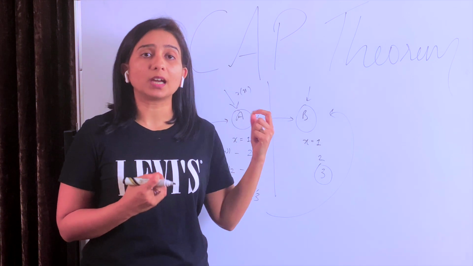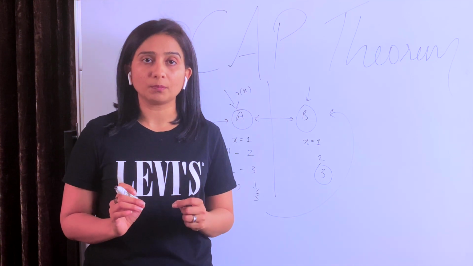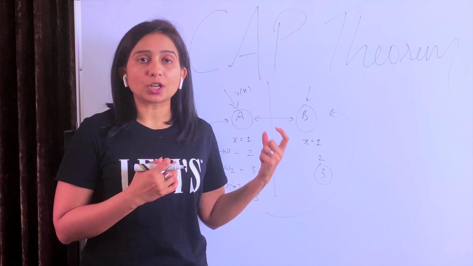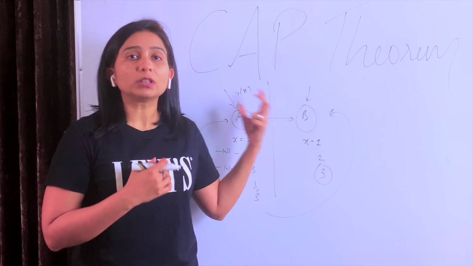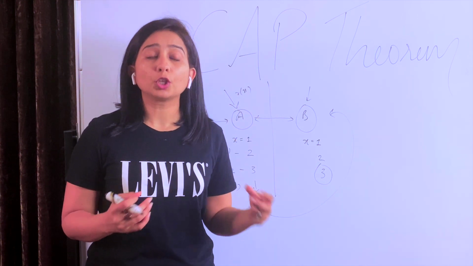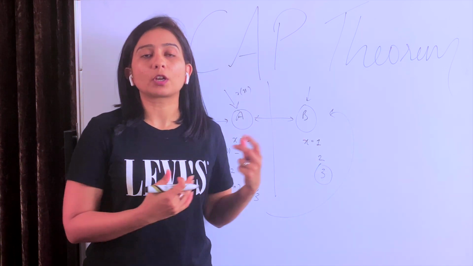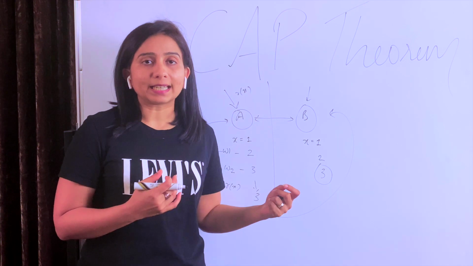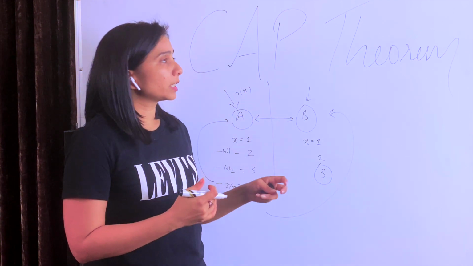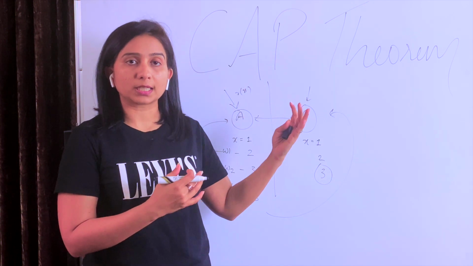These three properties are desirable for any distributed system. And in such a system, having all three properties is nearly impossible. You have to forfeit one of them, or you have to give up or sacrifice one of the properties. Having said that, of course, you can sacrifice partition tolerance or availability or consistency.